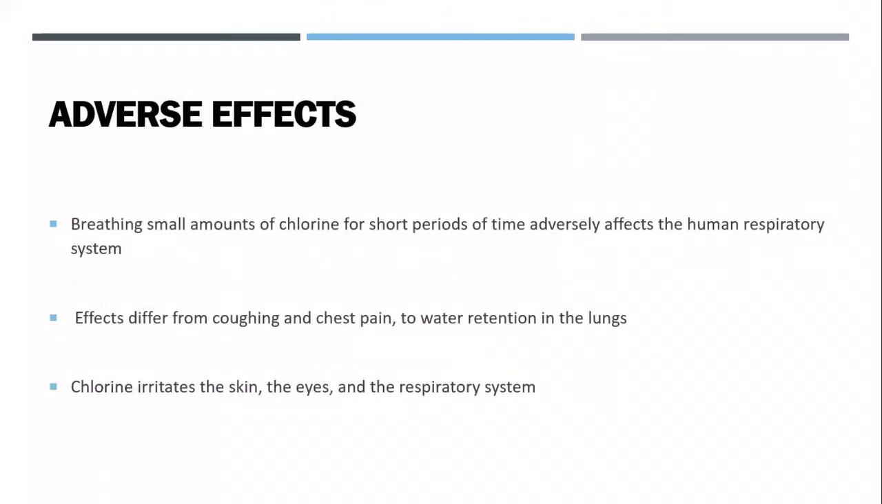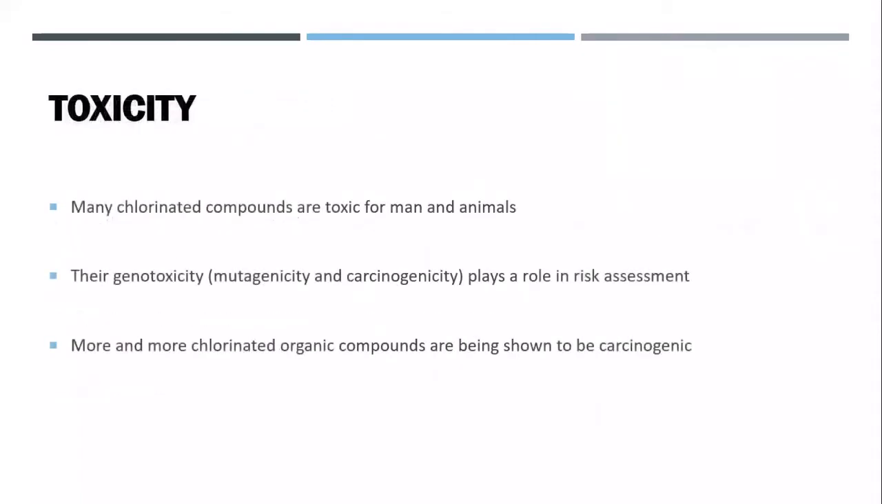The adverse effects. So the first is that breathing a small amount of chlorine for a short period of time adversely affects the human respiratory system. The second is that the effect differs from coughing and chest pain to water retention in the lungs. And chlorine also irritates the skin, eyes, and the respiratory system. Toxicity: many chlorinated compounds are toxic for man and animals. Their genotoxicity, mutagenicity, and carcinogenicity play a role in risk assessment. More and more chlorinated organic compounds are being shown to be carcinogenic.